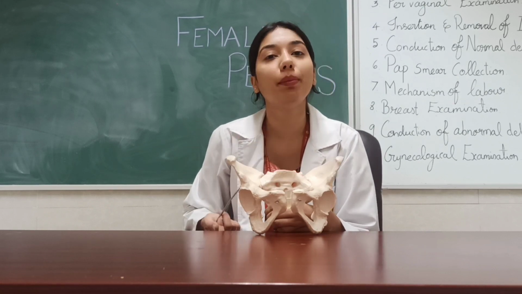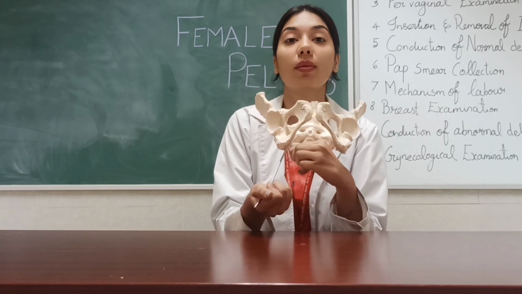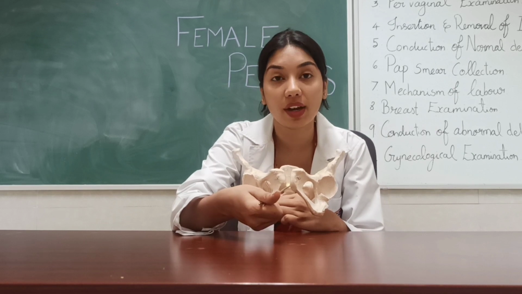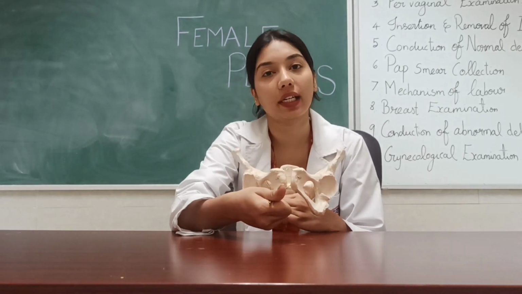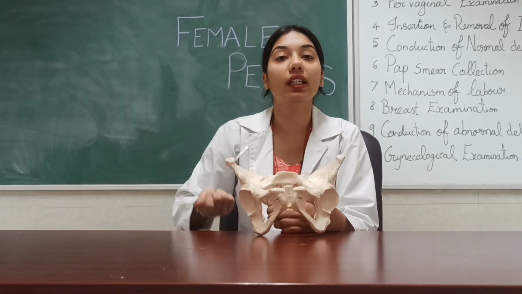Well, then what are the diameters of the mid pelvis? The diameter between the ischial spines is 10 centimeters. That is the transverse diameter, we can say. The anterior posterior diameter, from S4 to the lower border of the symphysis pubis, is 11 to 12 centimeters. So this is all about the pelvic cavity.